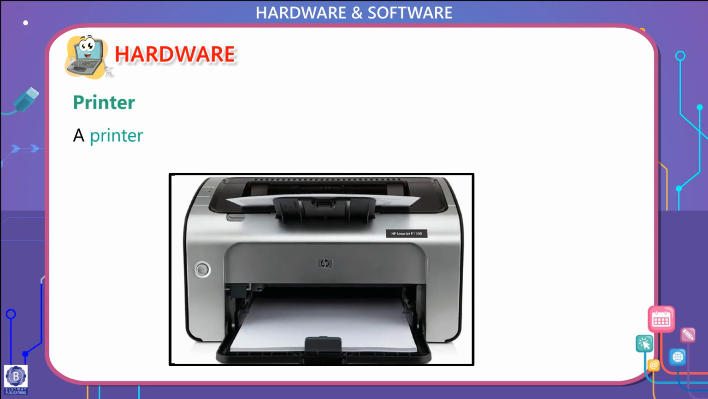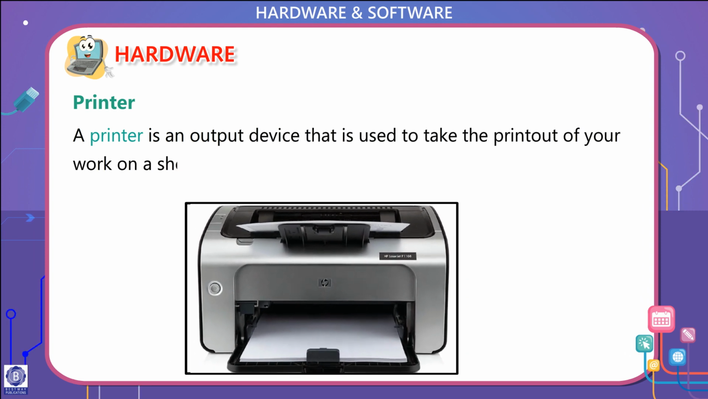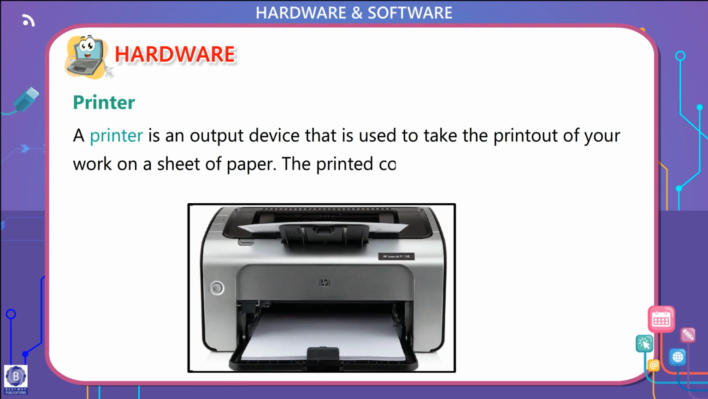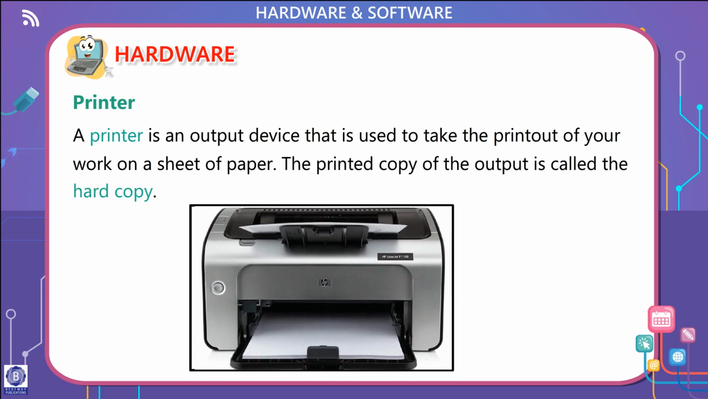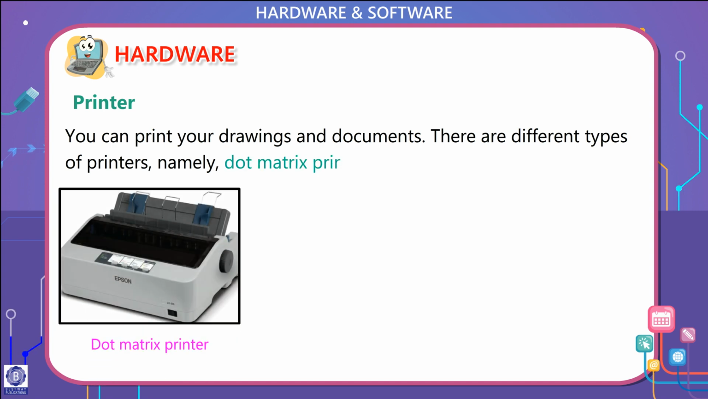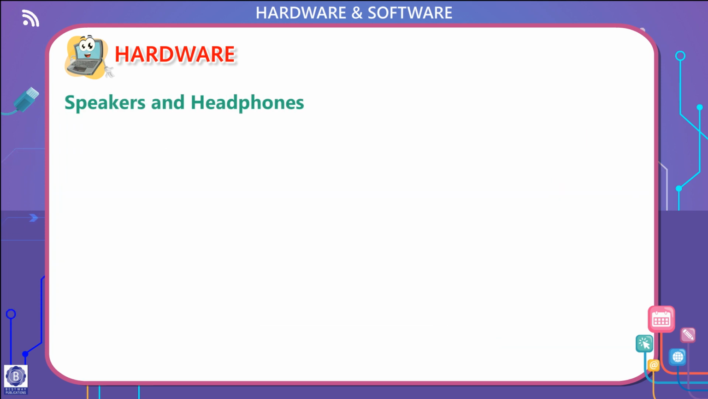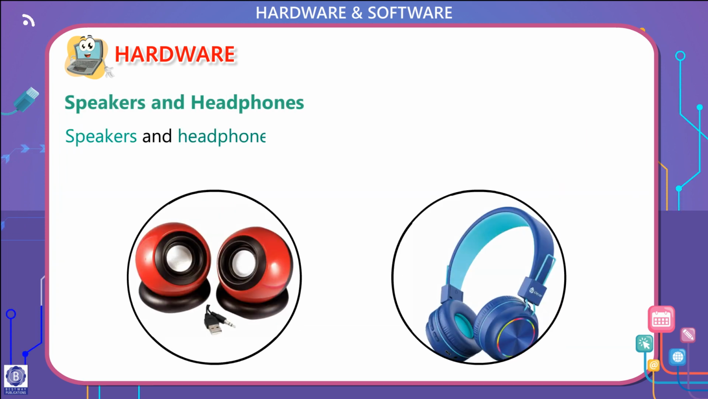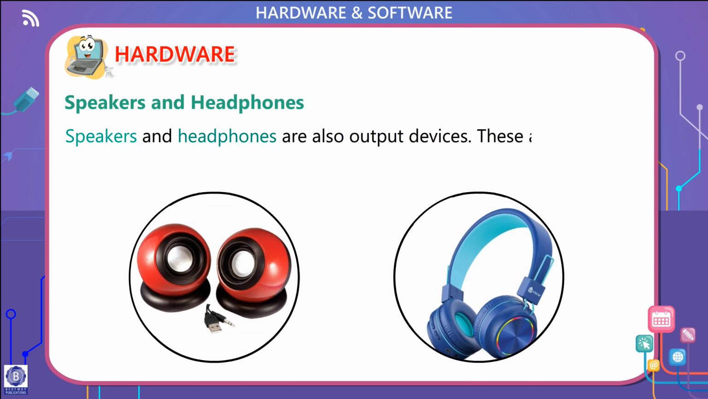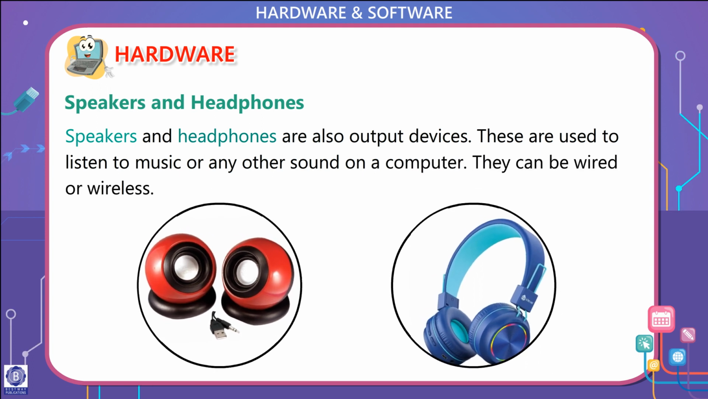Printer. A printer is an output device that is used to take the printout of your work on a sheet of paper. The printed copy of the output is called the hard copy. You can print your drawings and documents. There are different types of printers, namely dot matrix printer, inkjet printer, and laser printer. Speakers and headphones. Speakers and headphones are also output devices. These are used to listen to music and any other sound on a computer. They can be wired or wireless.